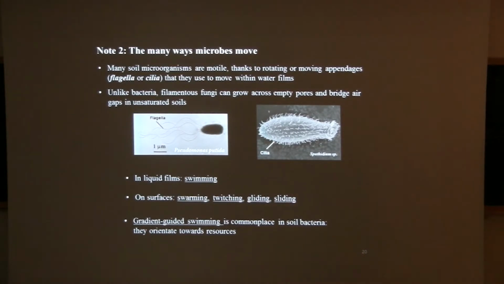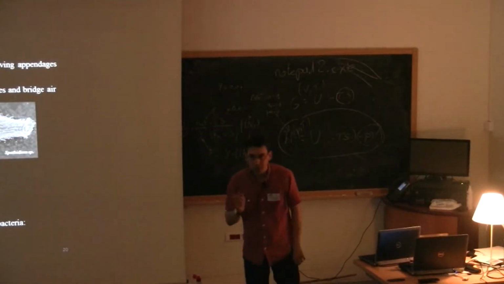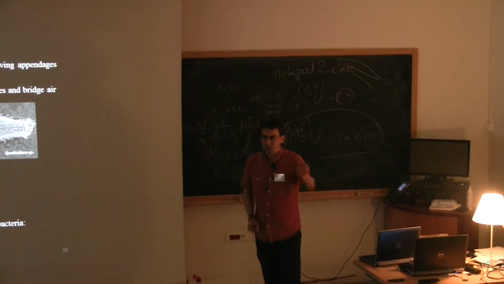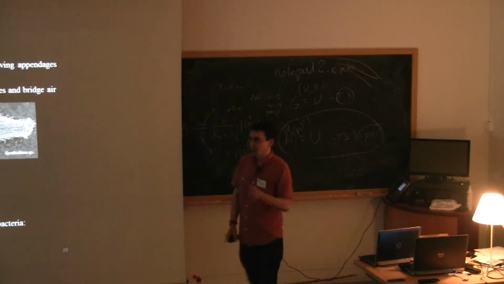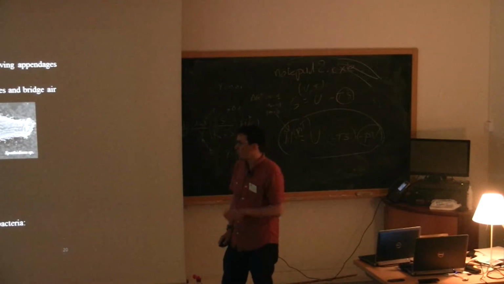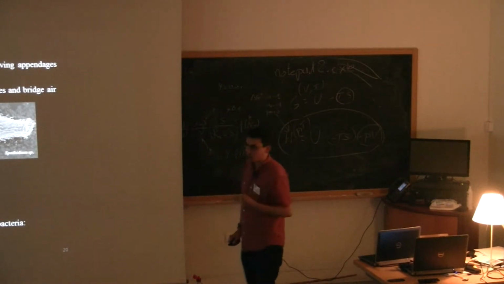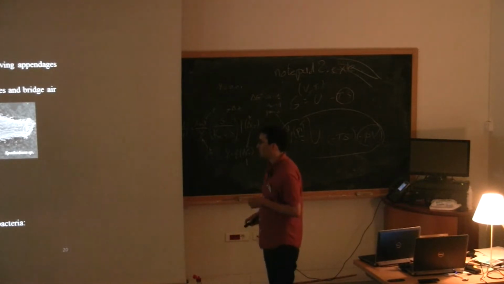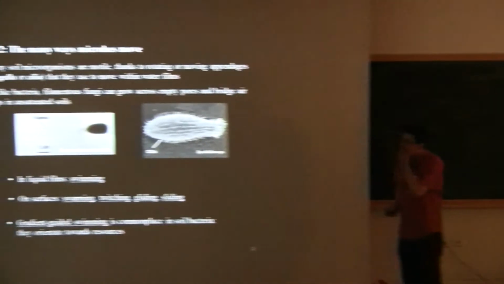And importantly, gradient-guided swimming is commonplace. That means that when you're able to swim, in most cases, you're also able to orientate in your environment. There are places you want to go, there are places you want to avoid, and most bacteria have very refined sensing machineries to do this. They can sense, let's say, a glucose gradient, or they can detect a chemical that is toxic to them, and they want to swim away from it. So they have ways of orientating their swimming.